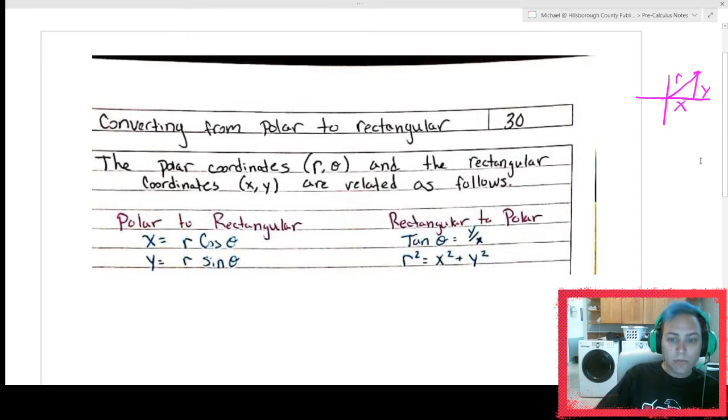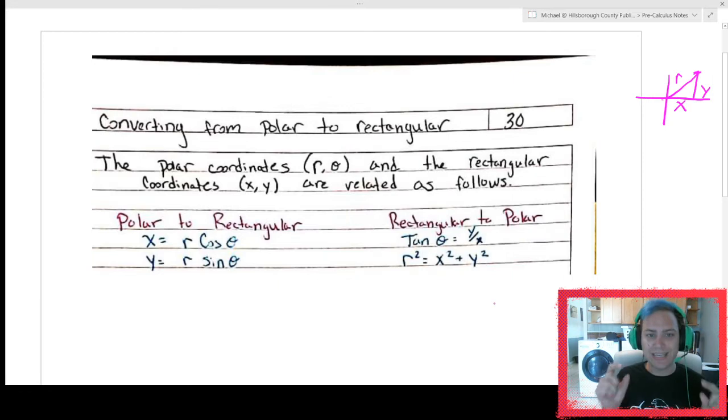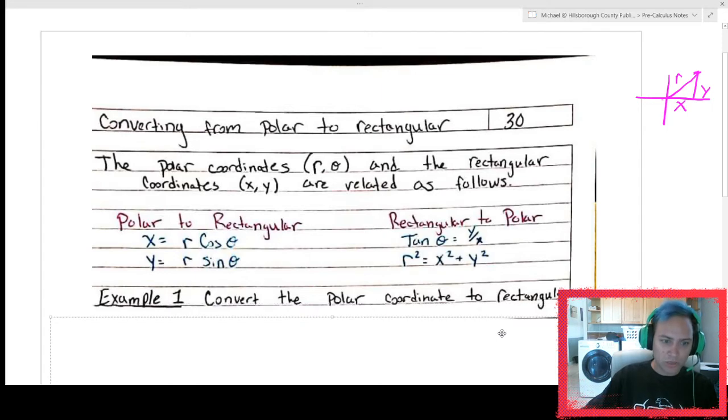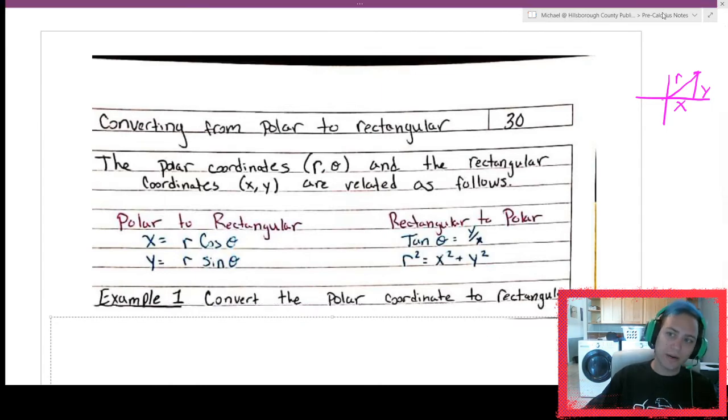The rectangular to polar conversion has to do with the fact that tangent is the opposite over the adjacent, so we would do y over x. So the tangent of theta is equal to y over x, and r squared is going to be equal to x squared plus y squared, from the Pythagorean theorem. So those are where those things come from. It's important to remember those and keep them in front of you as you're working through these problems, because it will make them really easy to do. The first one we're going to look at is how to convert a polar coordinate to a rectangular coordinate.